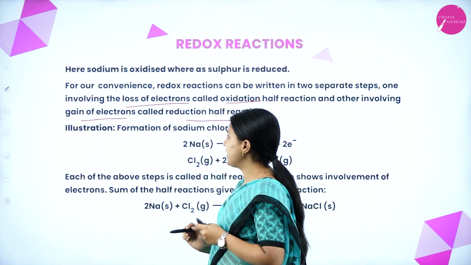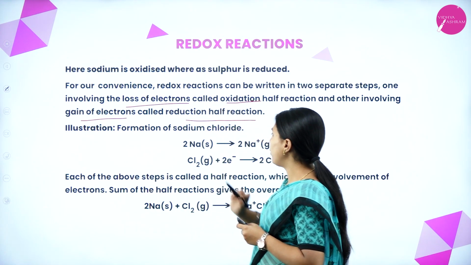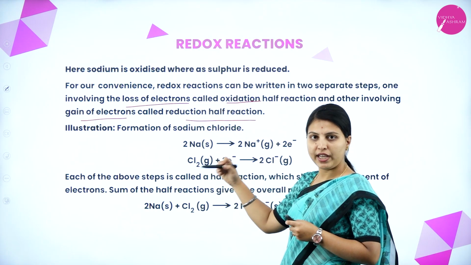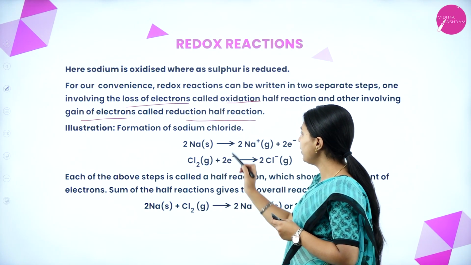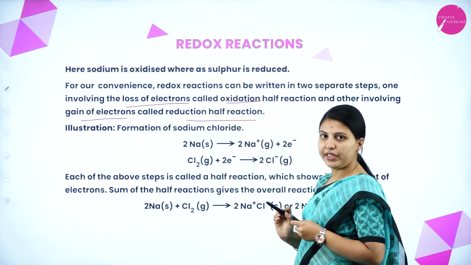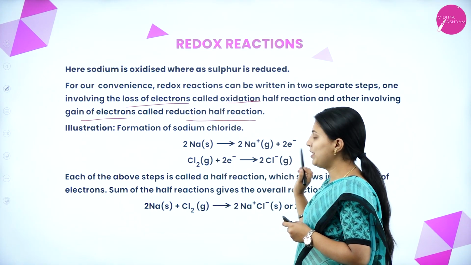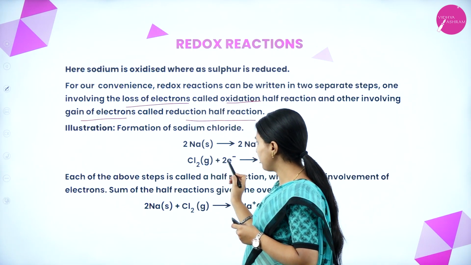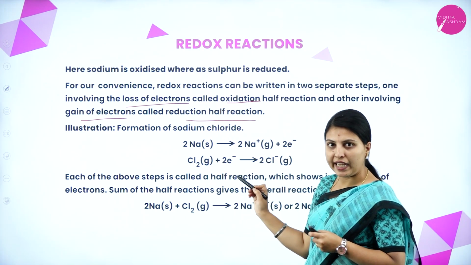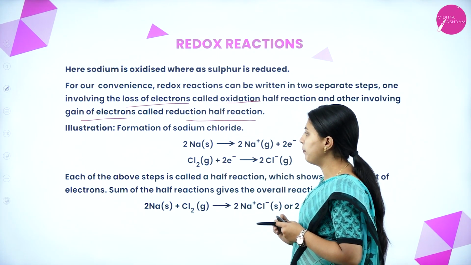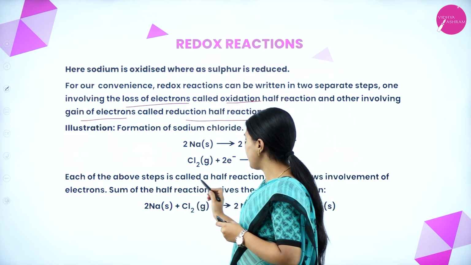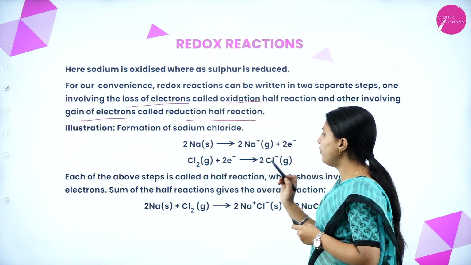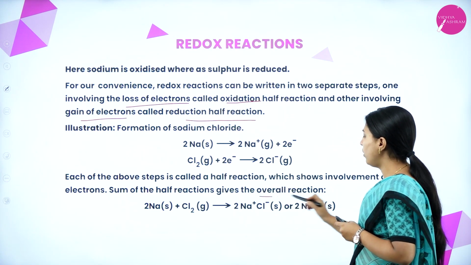We will see one example or illustration, the formation of sodium chloride. Here sodium loses 2 electrons, as we have seen in the previous example. From sodium, Na plus will be written. Here 2 electrons means 2 electrons will be lost. Here chlorine plus 2 electrons means 2 electrons will be gained, giving 2Cl minus. Each of the above steps is called a half reaction, which shows the involvement of electrons. The sum of the half reactions gives the overall reaction.